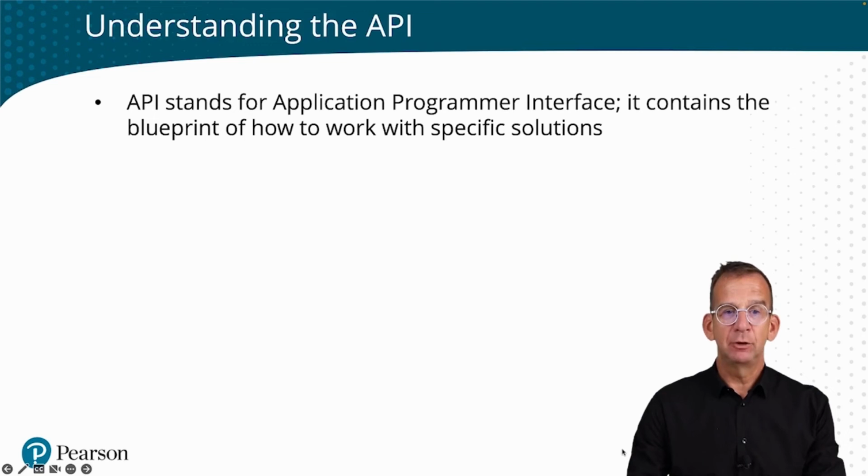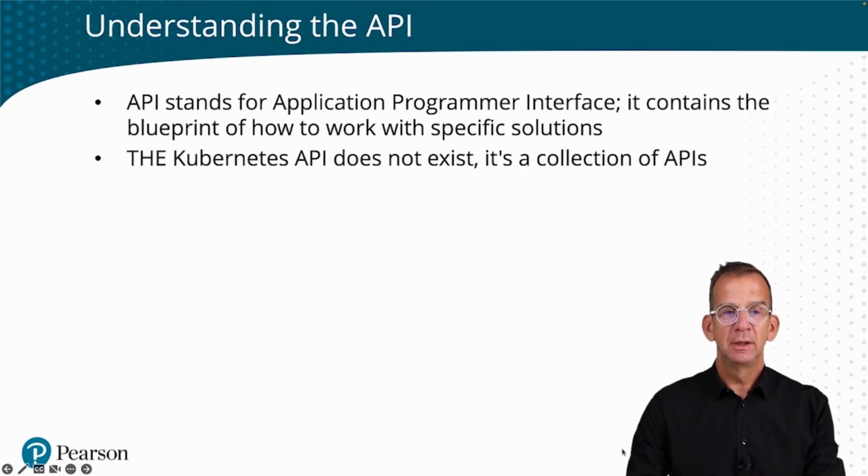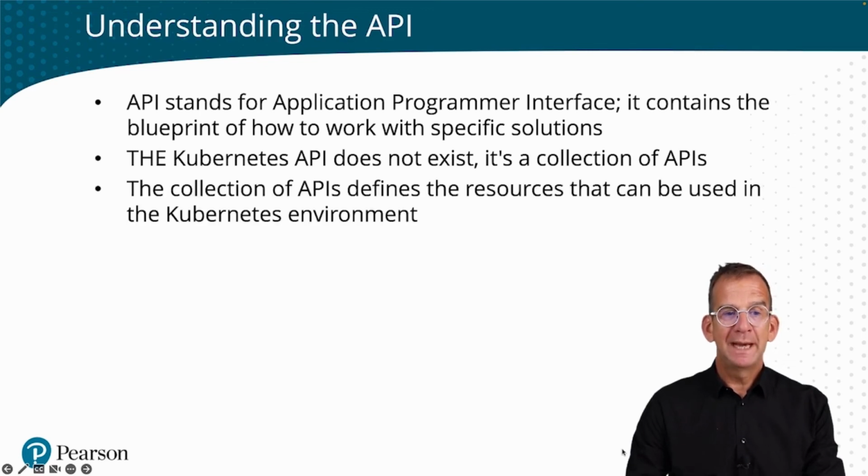In this video, I would like to tell you a little bit more about the API. So API stands for Application Programmer Interface, and it contains a blueprint of how to work with specific solutions. The Kubernetes API does not exist. Kubernetes has a collection of APIs. And this collection of APIs defines the resources that can be used in a Kubernetes environment.